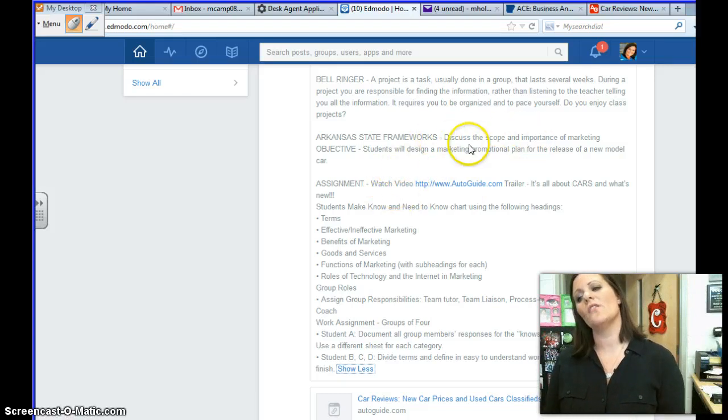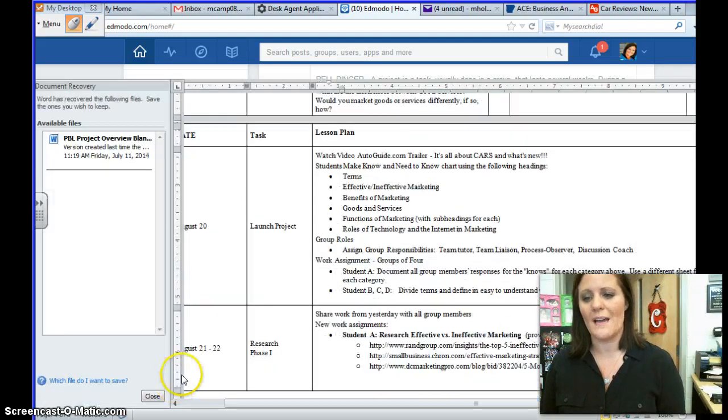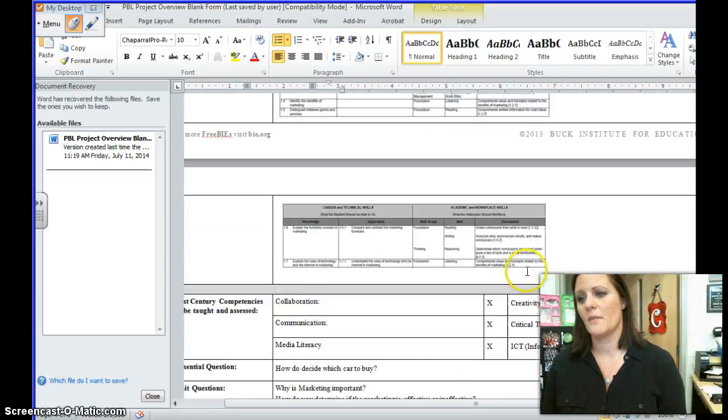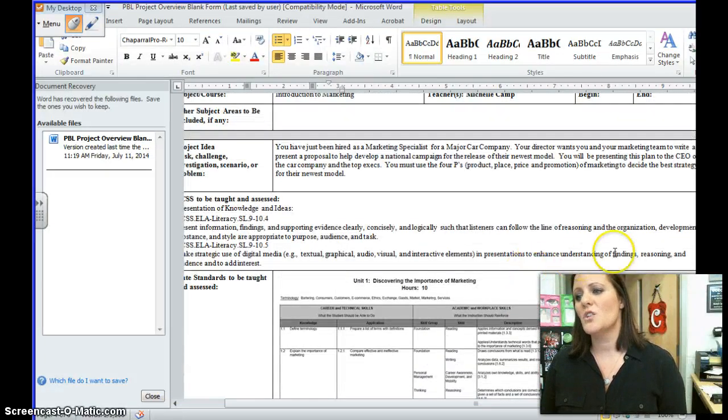Then you'll see here, there's your frameworks that we already talked about. But then here's our assignment for today. What I did not show you is your task. So I want us to look at the task together. And the task is usually always the same.